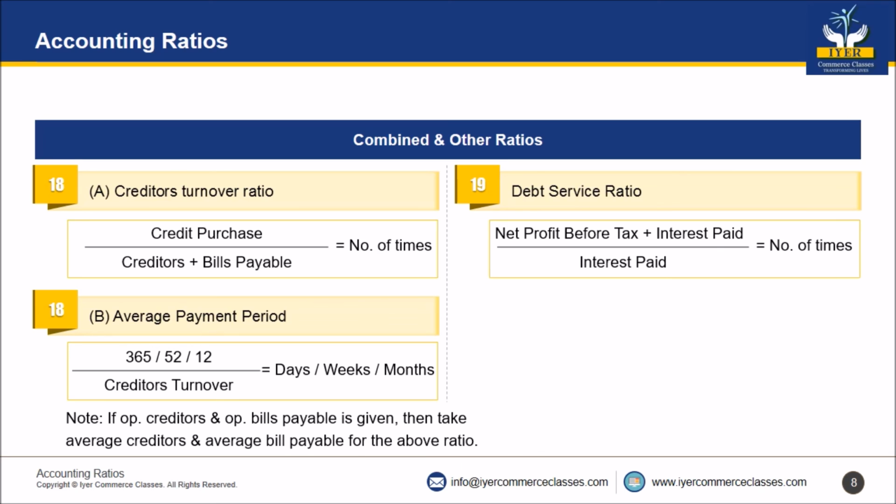Net profit before tax plus interest paid upon interest paid equal to number of times. Net profit before tax plus interest paid from finance expenses upon interest paid equal to number of times.